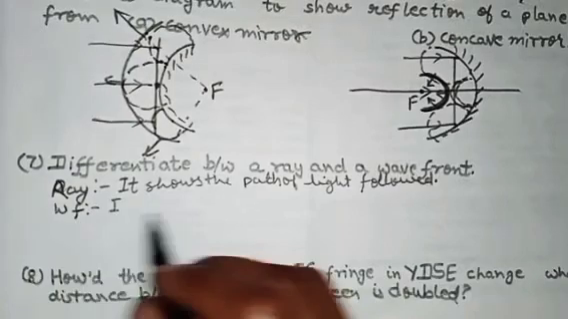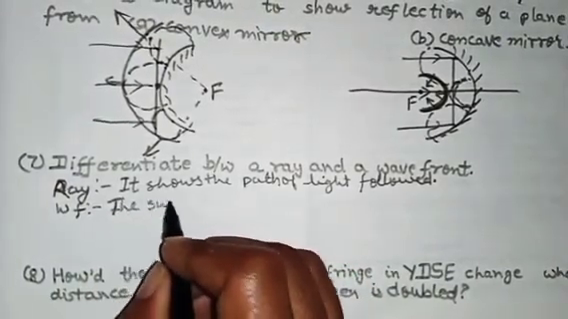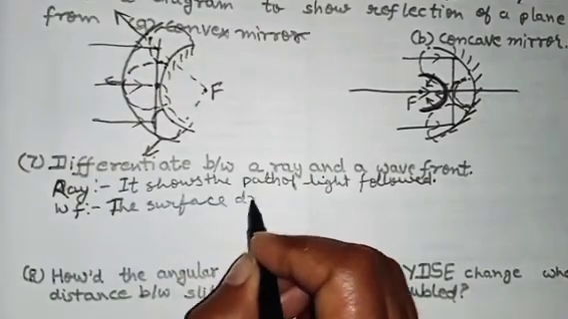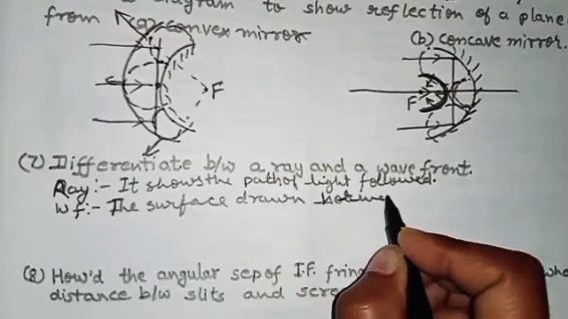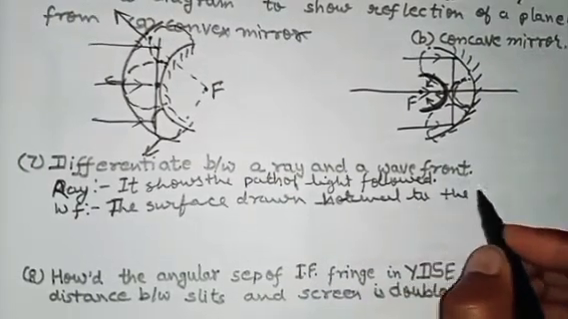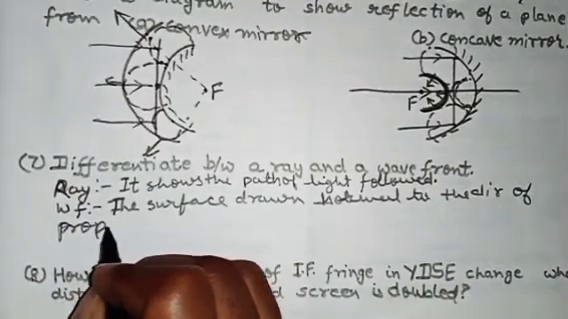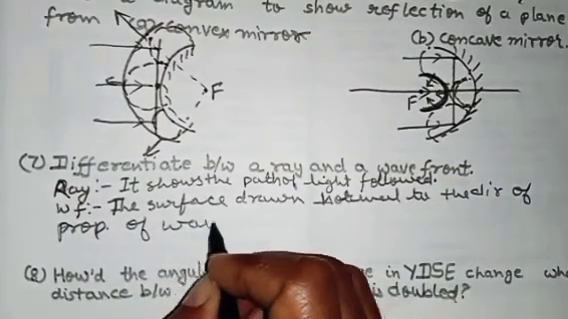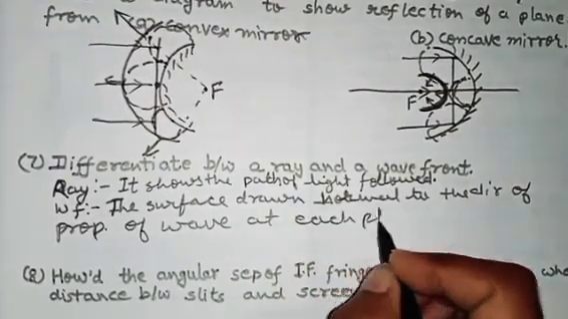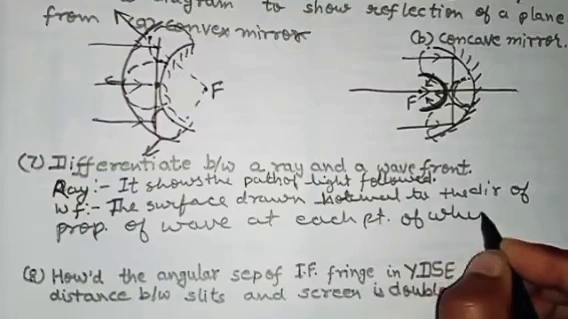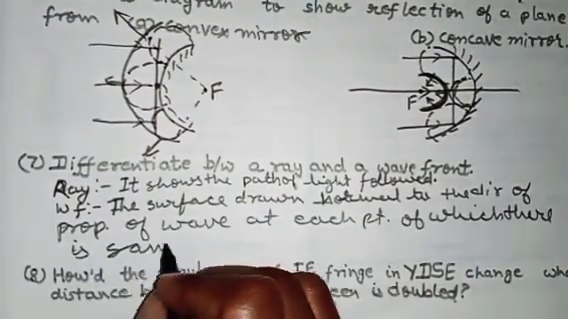here I'm writing its definition. The surface drawn normal to the direction of propagation of the wave, at each point of which there is the same phase.